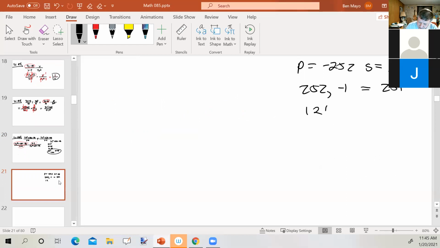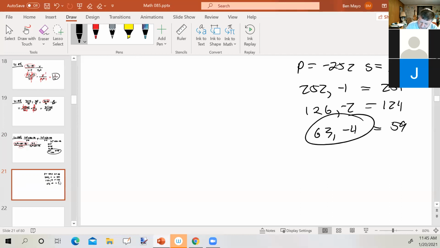126? Is that right? That'd be 240, 250. So if I cut the first one in half and double the second one, I'd get 124 as a sum. Half of that would be 63, and this would be negative 4. Oh, that wasn't too bad. Okay, so 63 and negative 4.